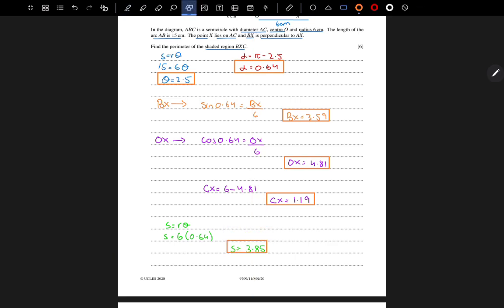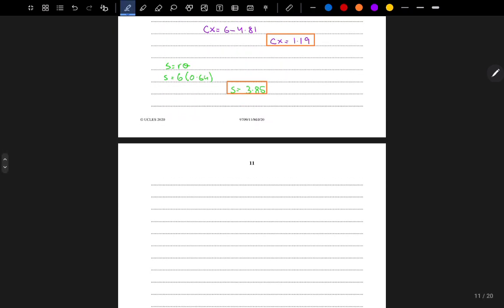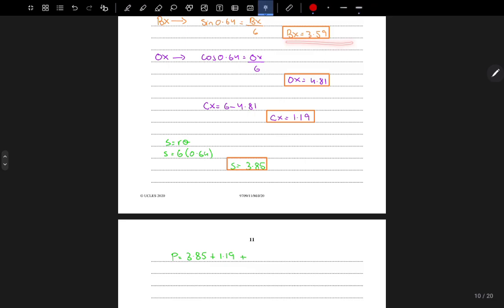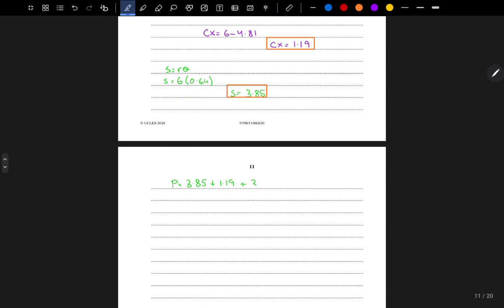Now that we have all of our final lengths, we can add them all together to get the perimeter. The perimeter will be equal to the arc length 3.85, the length of CX, which is 1.19, and the final length, BX, which equals 3.59. This will give us the final answer 8.63 centimeters.